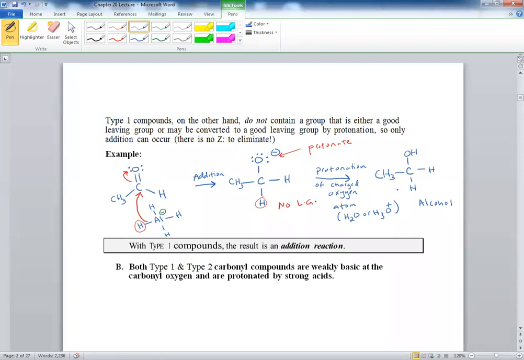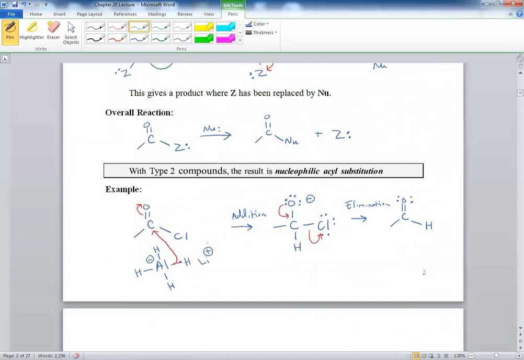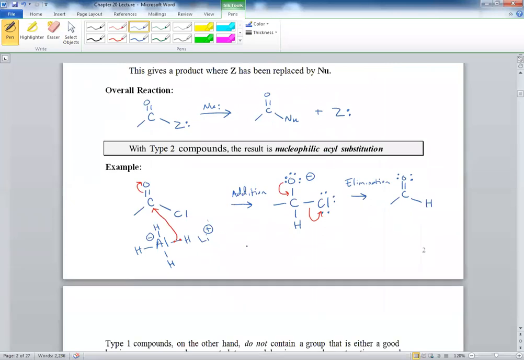Notice that there was no step where you had to expel the leaving group, because there are no leaving groups in this compound. It does not contain a leaving group, in this case the aldehyde. So you only had an addition reaction, whereas in the one before you had an addition and an elimination, which ends up being, if you think about it, a substitution. That's why we call it nucleophilic acyl substitution, because you have an acyl group.